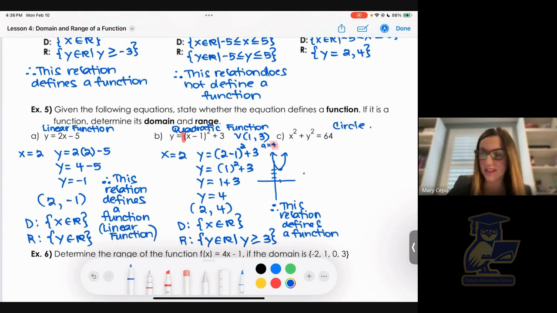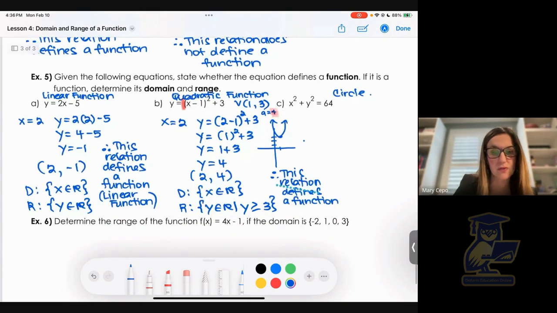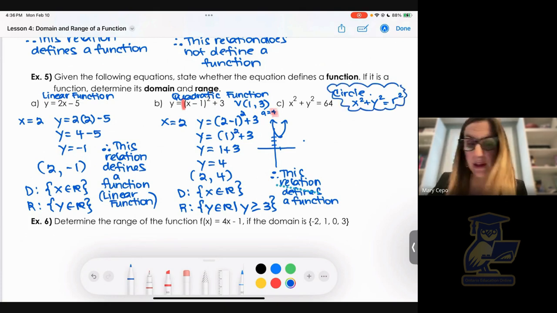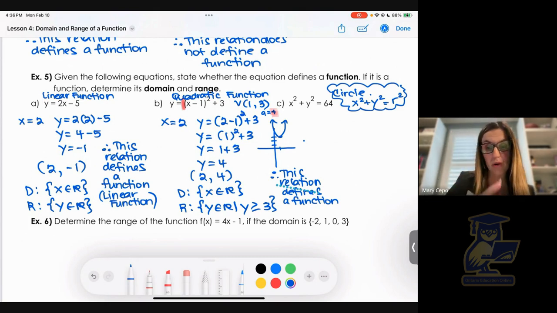Okay. Looking at C, we have x squared plus y squared equals 64. That is a circle. And if you recall, x squared plus y squared equals r squared. So algebraically, if we sub in one value for x, we should have a corresponding value for y. Now, if there's only one y value, then we know the relation is a function. If you have two possible answers for y, this relation would not be a function. And we know the visual of a circle. Circles are enclosed, it would fail the vertical line test.